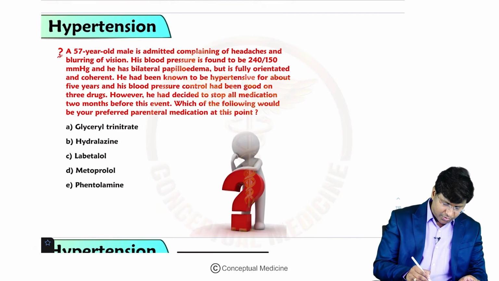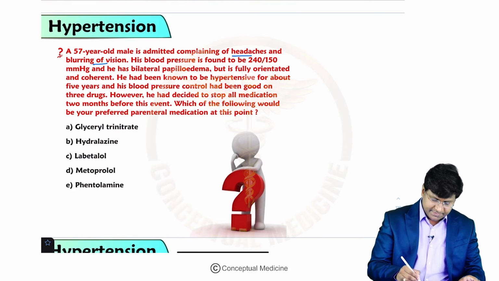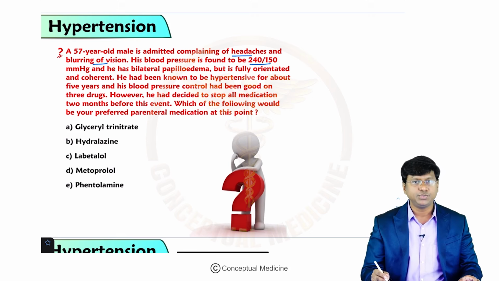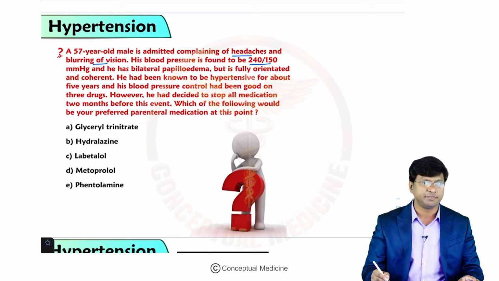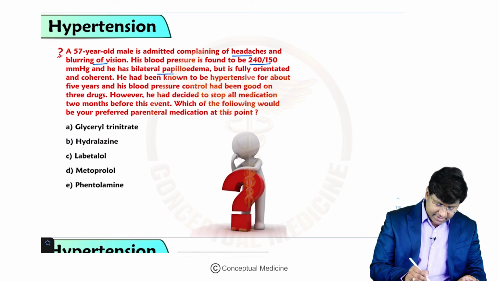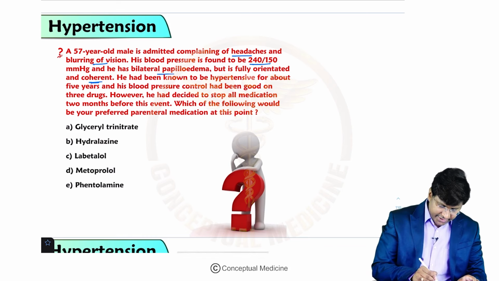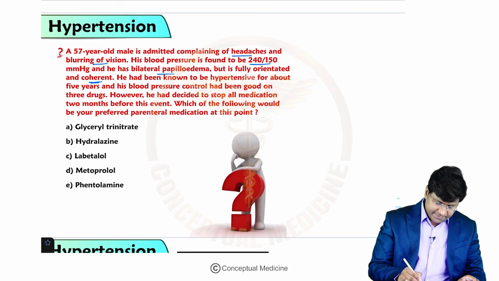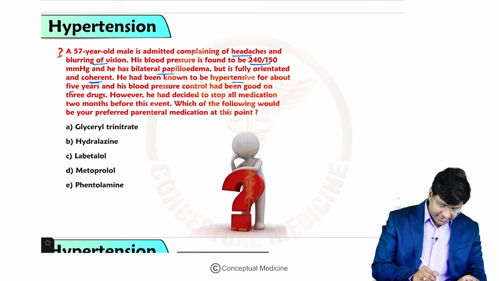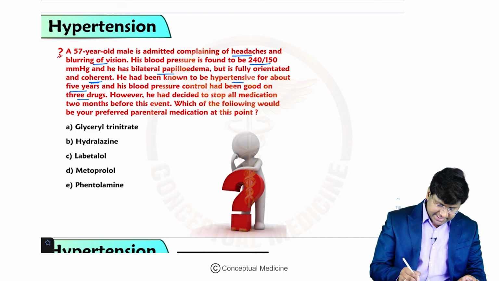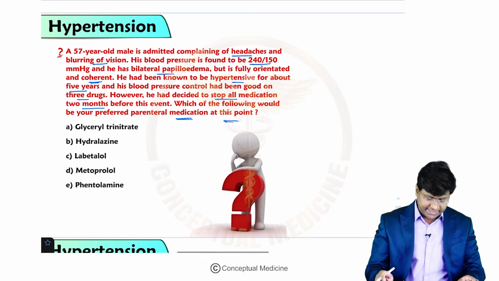A 57-year-old male is admitted complaining of headache and blurring of vision. His blood pressure is found to be 240 by 150 millimeters of mercury and he has bilateral papilledema and is fully oriented as well as coherent. He has been known to be hypertensive for about 5 years and his blood pressure control has been good on 3 drugs. However, he has decided to stop all medications 2 months before this event. Which of the following would be your preferred parenteral medication at this point?